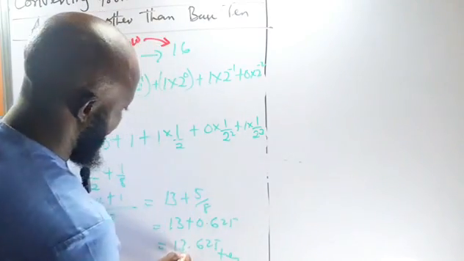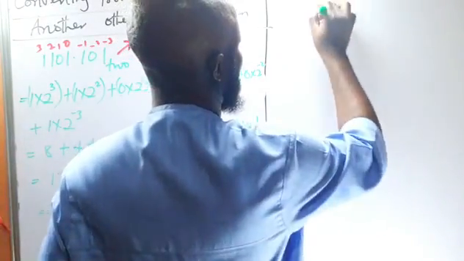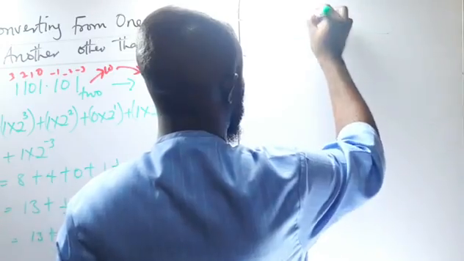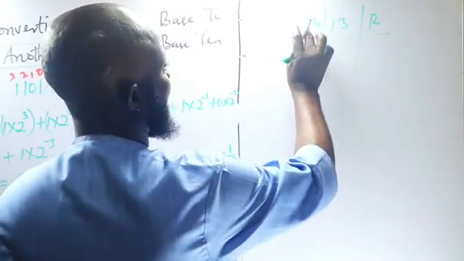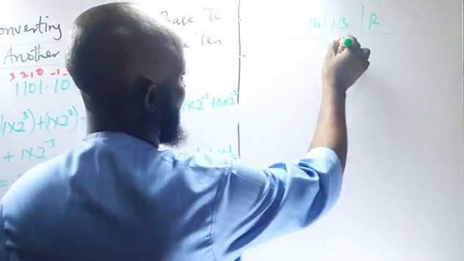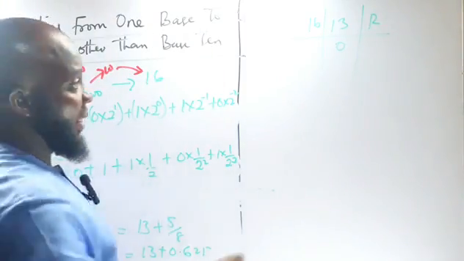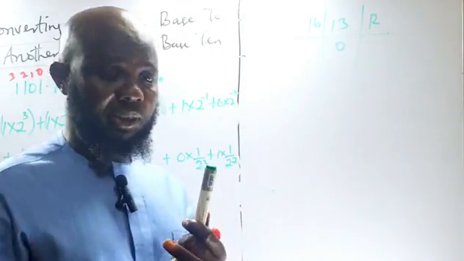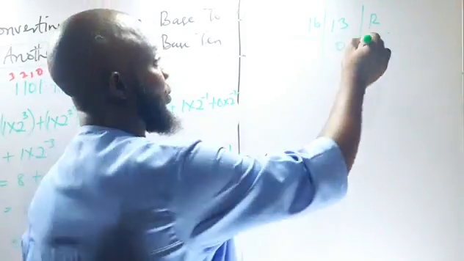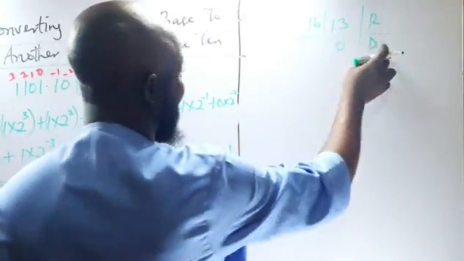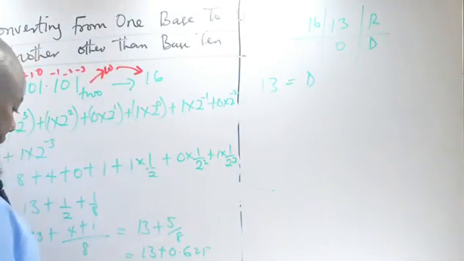So we first of all convert the whole part, which is 13. 16 in 13 is what? 0, remainder 13. And to write 13 down, A is 10, B is 11, C is 12, D is 13. So this will be what? D. So which means this part is D. So there you can see it's already D.